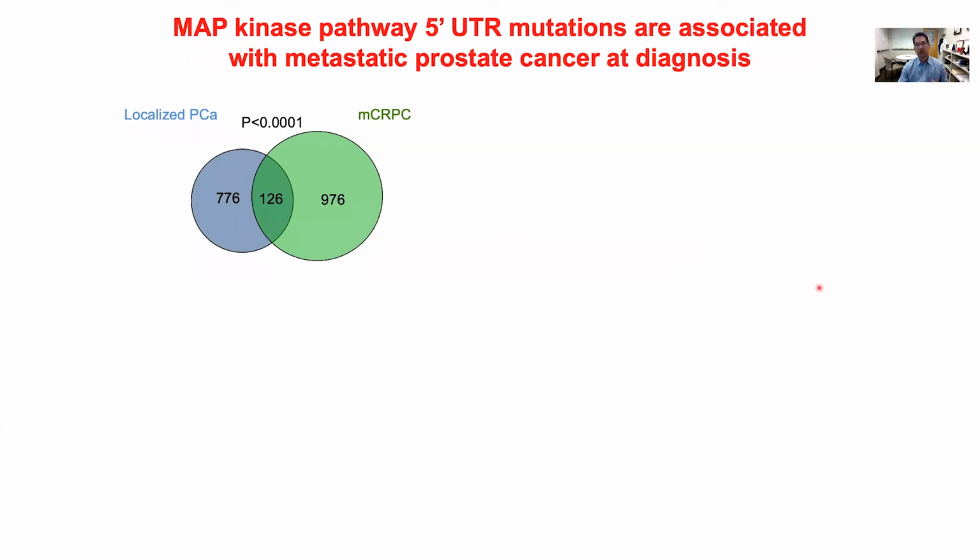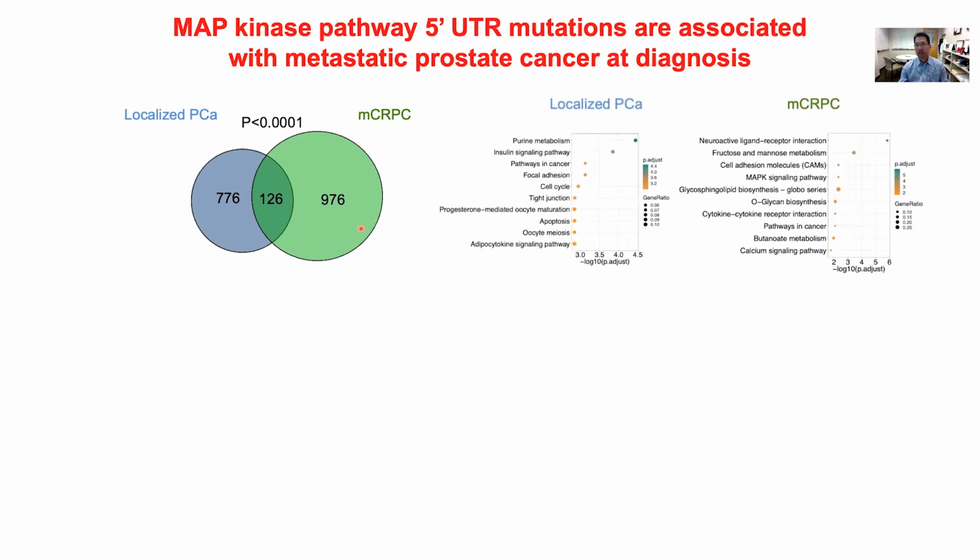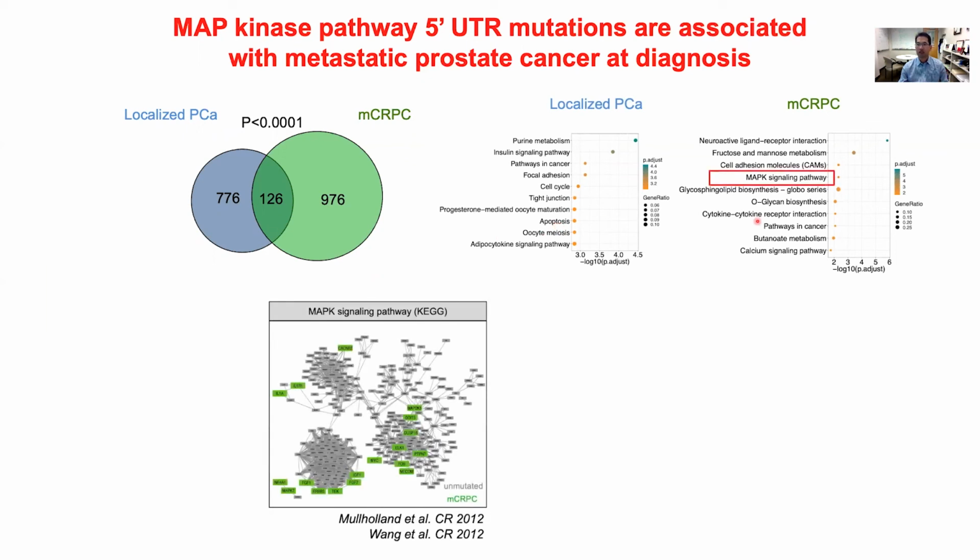Lastly, we were very interested in understanding what the clinical context of these mutations is in patients. So we looked at all the mutations that we had for localized and metastatic prostate cancer patients. We were very interested in seeing whether there were things that were specific for localized and specific for metastatic disease. Using gene set enrichment analysis, we saw things that were similar, but we also saw things that were different. For example, the enrichment of the MAP kinase signaling pathway seemed to be very specific to metastatic patient specimens.